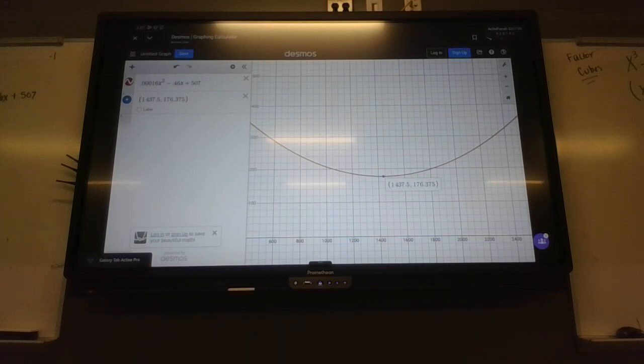Alright. So the minimum is approximately 176. Oh, you were looking at the axis of symmetry. Alright, so that's the low point. Here's the approximate vertex if we were to round and shorten it. So that means all the way across, it's about 2,800.